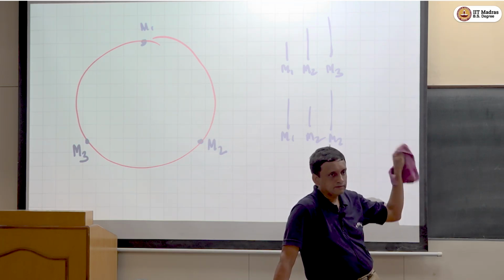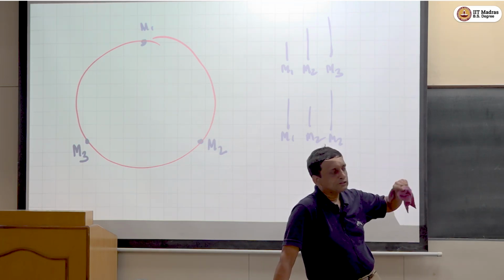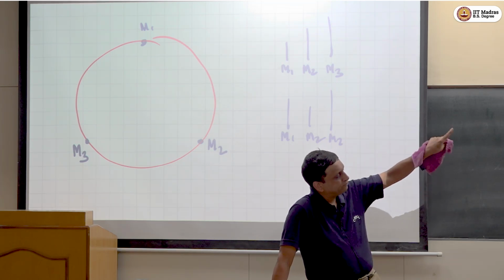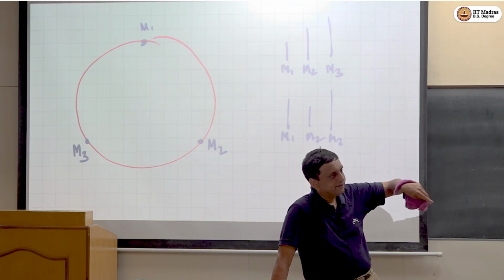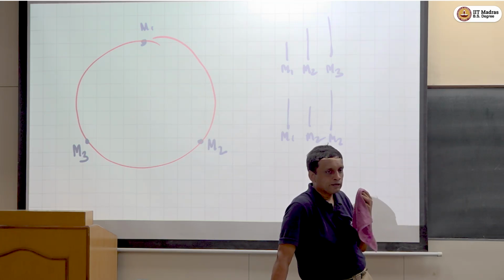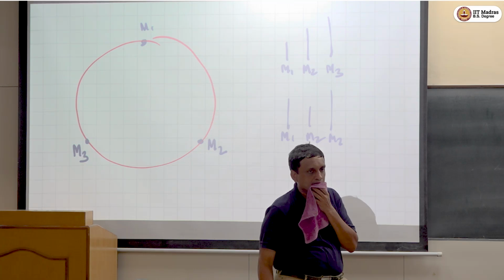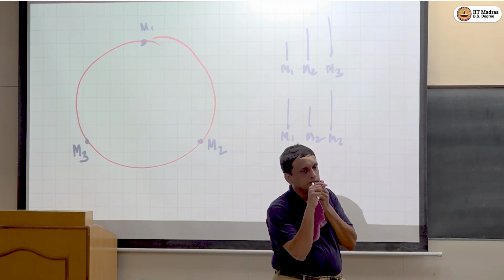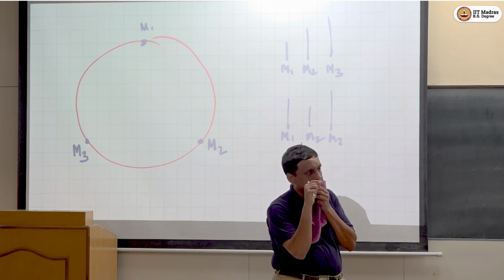It's a circle, right? So M1, M2, M3 and M2, M3, M1 and M3, M1, M2, if I look in that order, there is no big difference as far as the information I get. So I can always put the biggest guy in the middle.